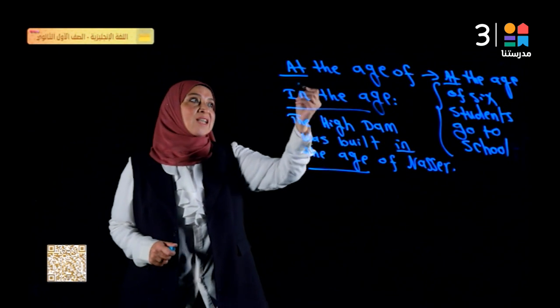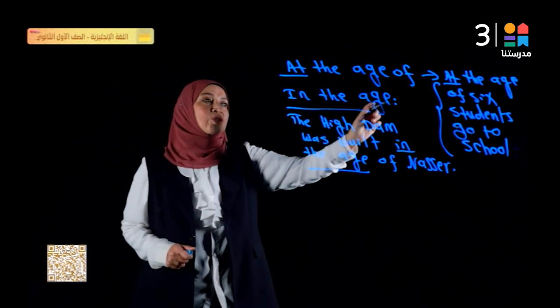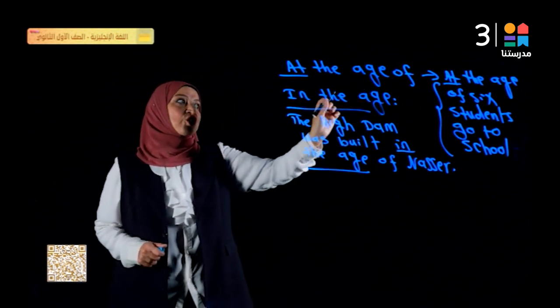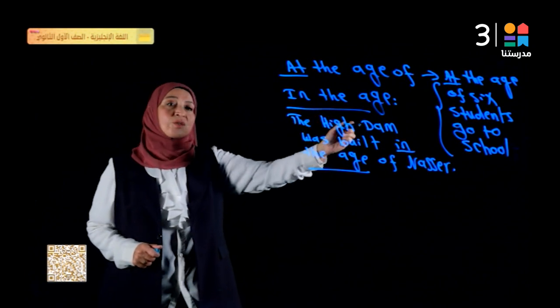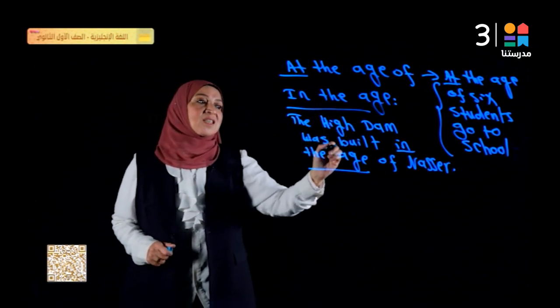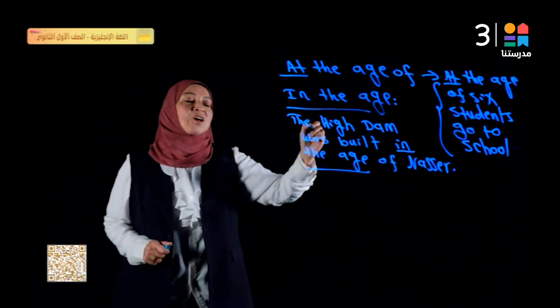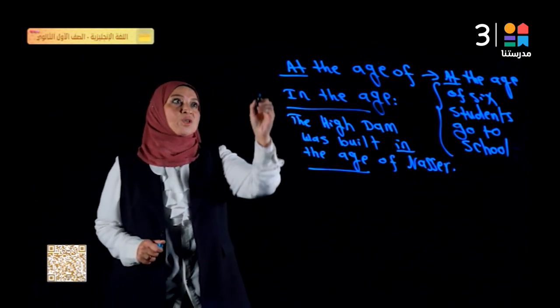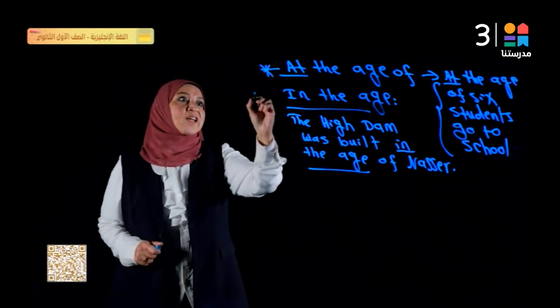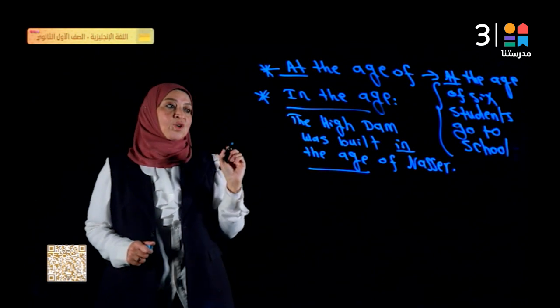Okay, so at the age means when a person was in this age. So we say at the age of 6 students go to school, but in the age of Abdel Nasser, the high dam was built. So remember this well, at the age and in the age.